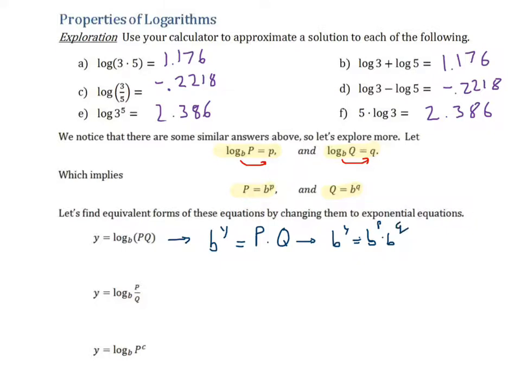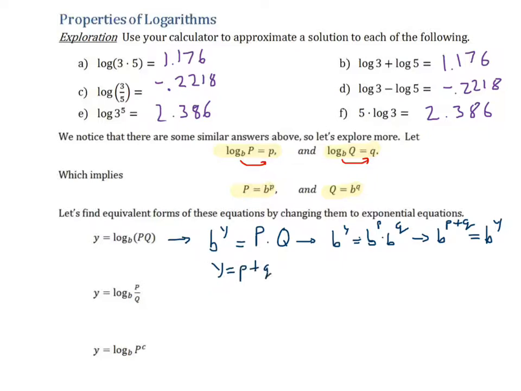But we know that when we are multiplying with the same base here, we add the exponents. And so this is just b to the p plus q. So what this is saying is that, well, let's add in our left side, b to the y. Okay, so this y here is equal to p plus q. Okay, so y is equal to little p plus little q.